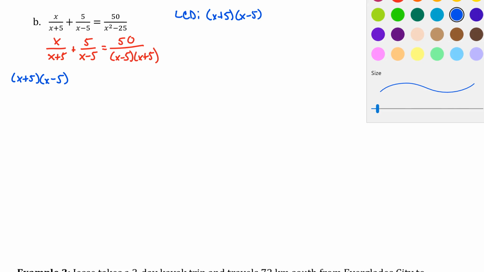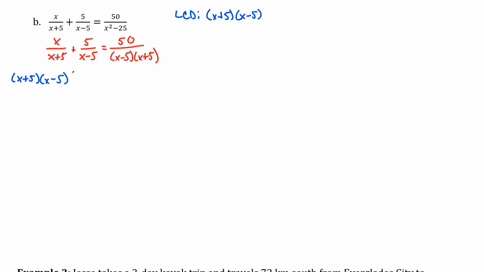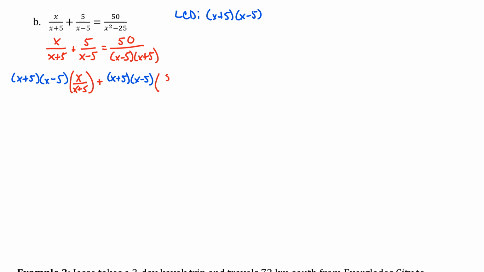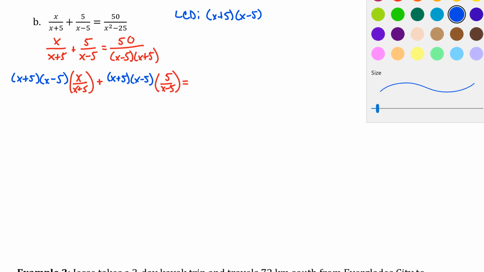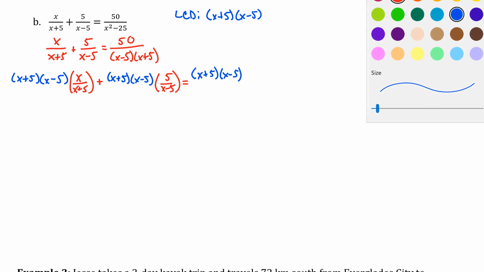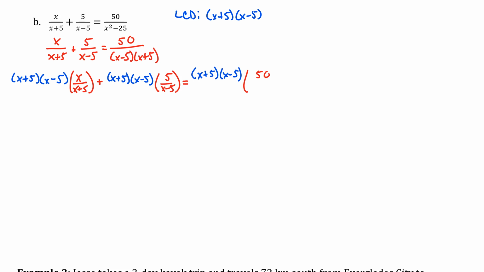So I have an x plus 5 times an x minus 5 times that x over x plus 5, plus, then I have x plus 5 again, x minus 5 times that 5 over x minus 5, equals my common denominator again, x plus 5, x minus 5 times my 50 over x minus 5, x plus 5.